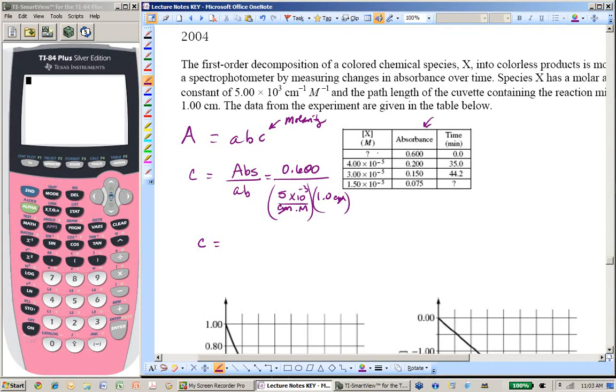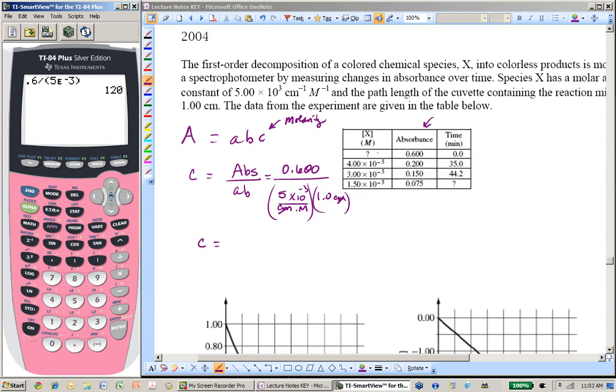So 0.6 divided by, open a paren, 5 second EE minus 3. Do I need to multiply it by 1? I don't think so. And we come out with 120. That's not right. Something's wrong. I got something wrong. Phooey. What do I have wrong? Because there's no way. I'm just looking at that going, there's no way. Good question. What's wrong?